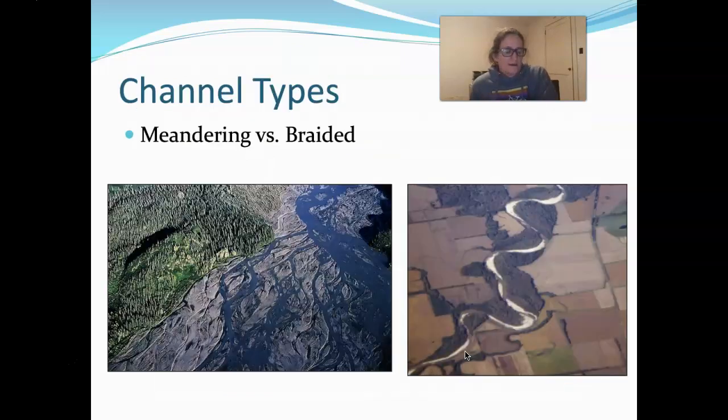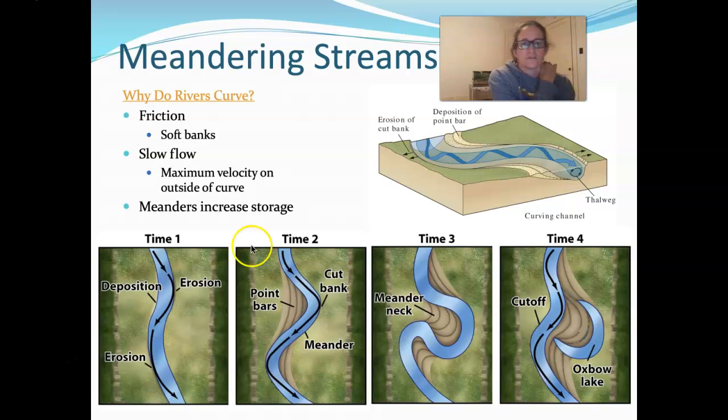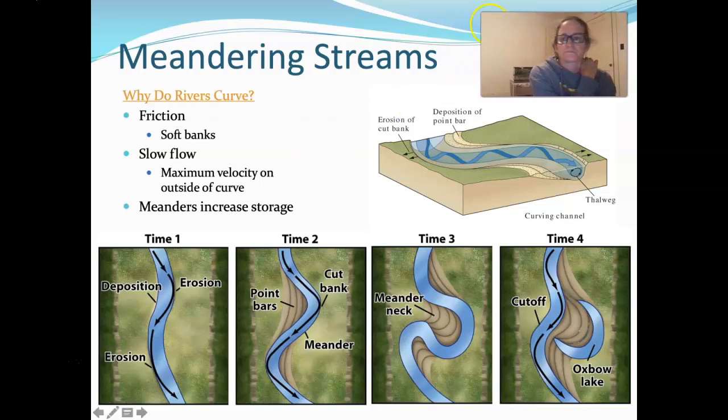In the middle of the stream processes, we're going to have different kinds of channels. One kind is a meandering channel here on the right, where we have meanders, point bars, and cut banks. And on the left here is a braided stream. So two main kinds of channels, and we'll look at each of those. Here's a meandering stream. We'll take a minute and watch this little video.